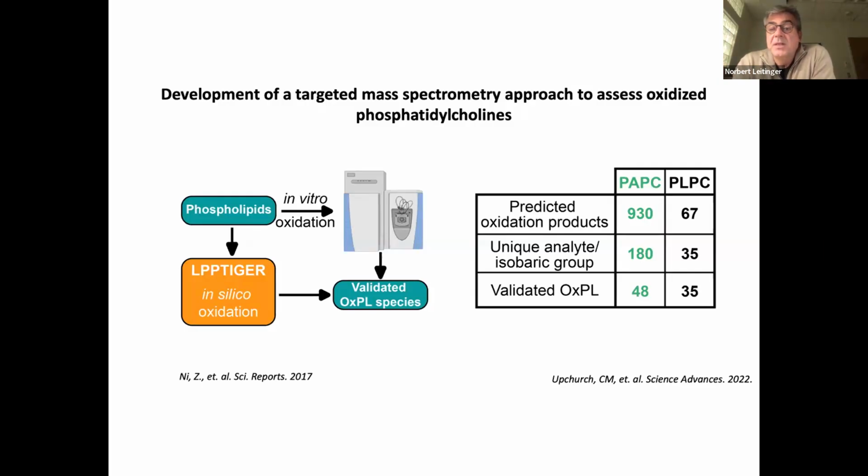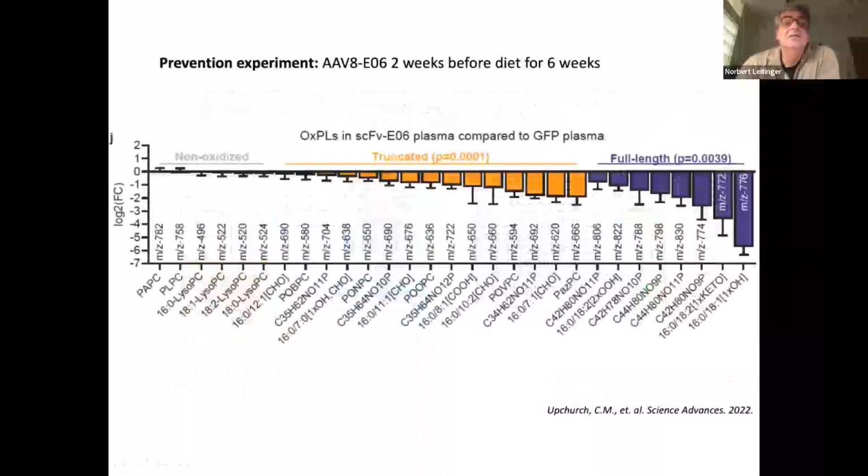I'm going to show you the data from the plasma, and we focused only on molecules derived from PAPC and from PLPC. And here the predicted oxidation products, and then after carefully removing isobaric species and all these other things, we came up with a refined group of here 48 and 35 molecules that we would consistently monitor in the plasma of the mice, either receiving an adenovirus that expresses GFB or an adenovirus that expresses the EO6. And this is what we found in the first experiment.